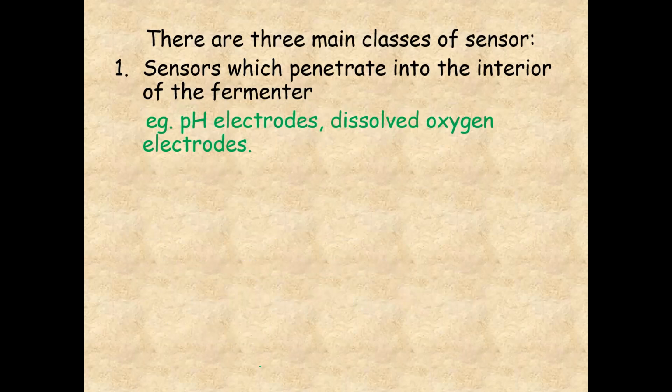Example, pH electrodes that determine the pH, or dissolved oxygen electrodes that determine the dissolved oxygen of the broth or medium. Now, obviously, such sensors have to come in direct contact with the broth or fermentation medium. They are penetrated into the interior of the fermenter. Obviously, you cannot keep a pH electrode outside the fermenter and find out the pH of the fermentation broth during a fermentation. You cannot keep a dissolved oxygen electrode 2 kilometers away from the fermenter and find out what is the dissolved oxygen in the broth. So these sensors have to be inside the fermenter. So they penetrate the interior of the fermenter.